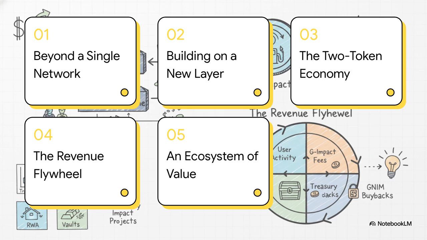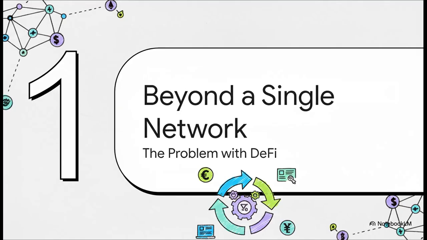Okay, so here's what we're going to cover. First, we'll look beyond a single network to see what problem they're trying to solve. Then, we'll see how they're building on a new layer. After that, we'll get into their pretty unique two-token economy and the revenue flywheel that makes it all work. And finally, we'll zoom out to see the bigger picture, this whole ecosystem of value. All right, first up, beyond a single network.